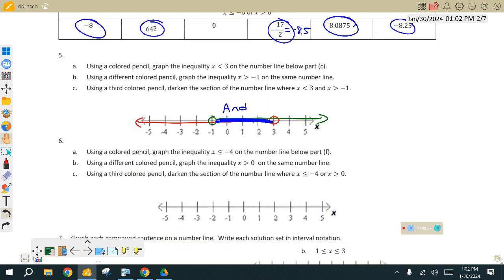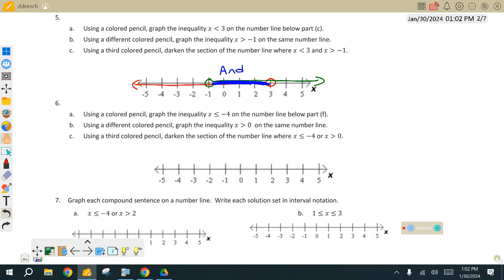Okay, what's the next one ask us to do? Let's go back to the color pencil for the next one, number 6. First thing we're going to do is less than or equal to -4. Go to -4. We're going to close -4 or leave it open? We're going to close it. So with your colored pencil, go ahead and close it.